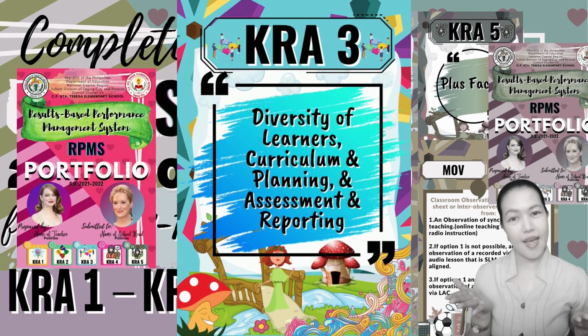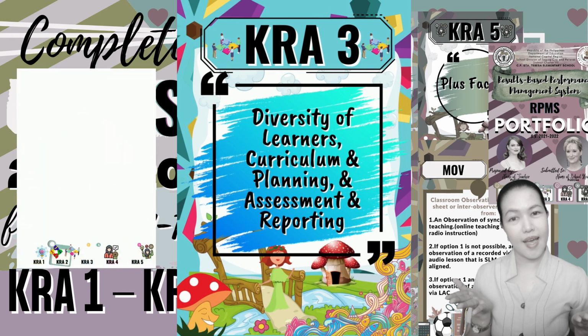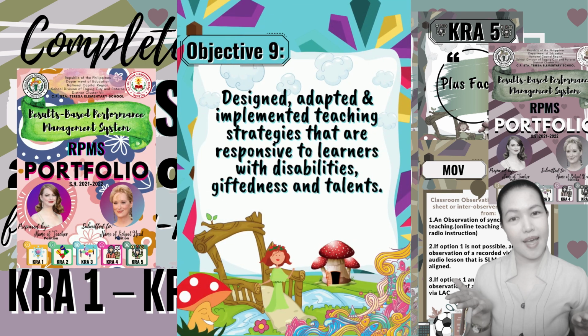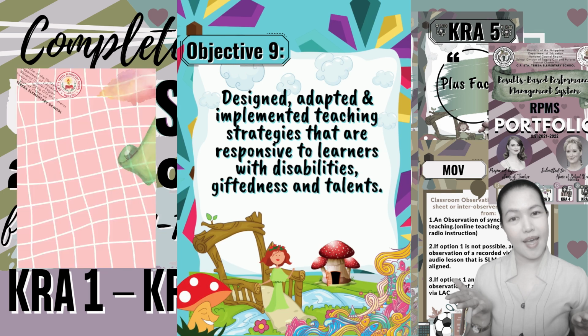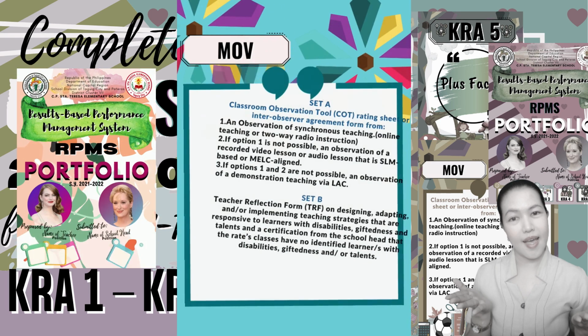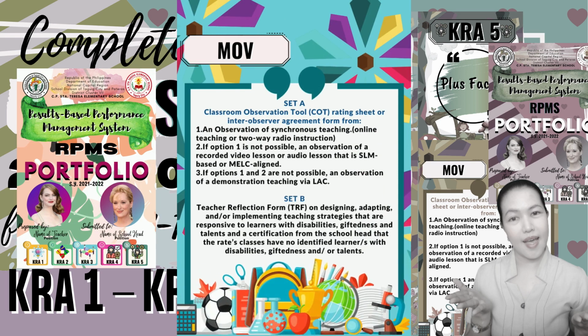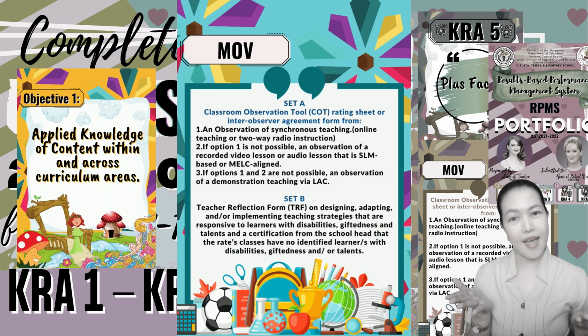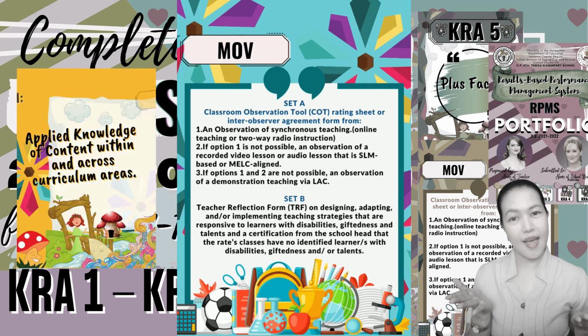CRA number 3, diversity of learners, curriculum and planning, assessment and reporting. Here is the objective number 9. Design, adopted, and implemented teaching strategies that are responsive to learners with disabilities, giftedness, and talents. MOV needed. For Set A, classroom observation tool or rating sheet or inter-observer agreement form from the following. 1. An observation of synchronous teaching. It is online teaching or two-way radio instruction.